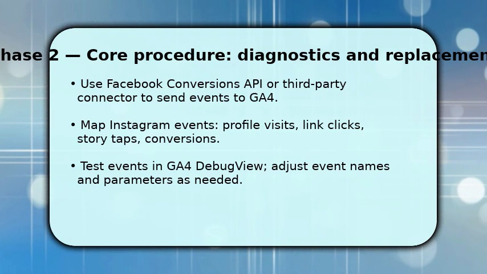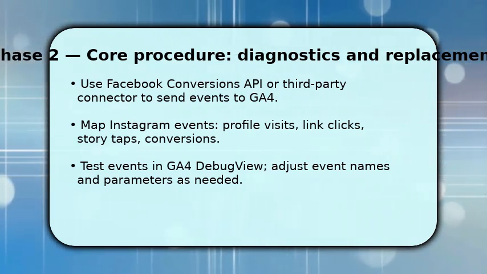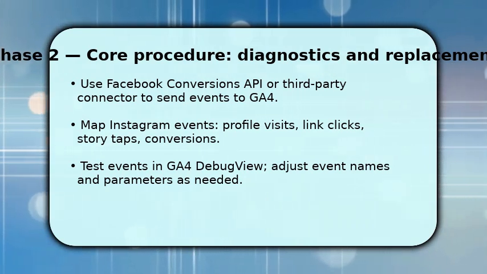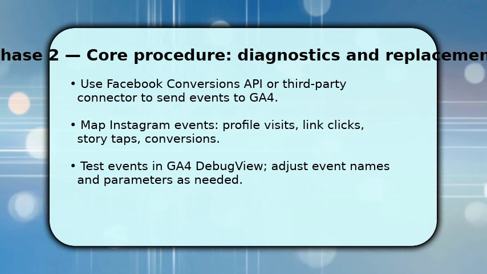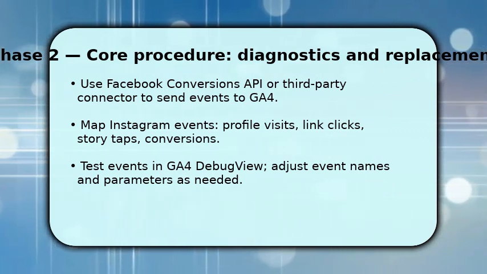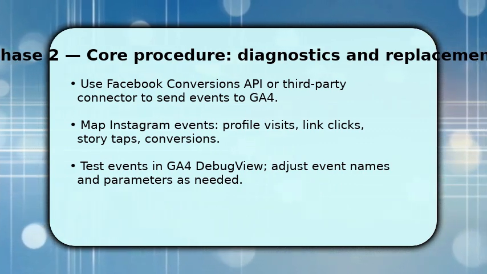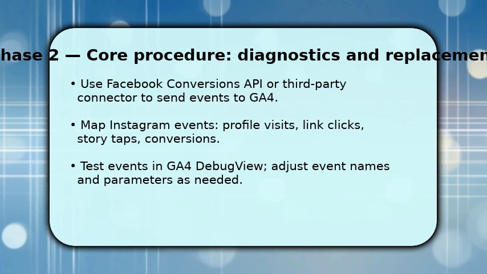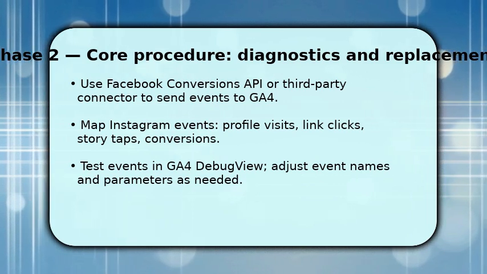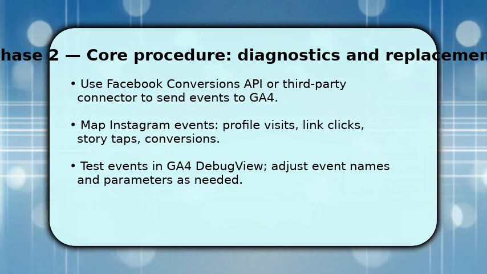Now you configure the data flow from Instagram to Google Analytics. Choose Facebook Conversions API or a trusted third-party connector to forward events. This avoids relying on client-side pixels alone. Map the core Instagram interactions, profile visits, link clicks, story taps, and purchases to GA4 event names and parameters so they arrive structured. Make sure to use GA4 debug view to test events in real time. If names mismatch, change mappings and retest to preserve accurate reporting.